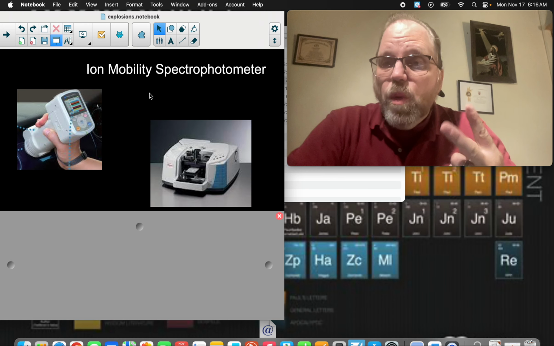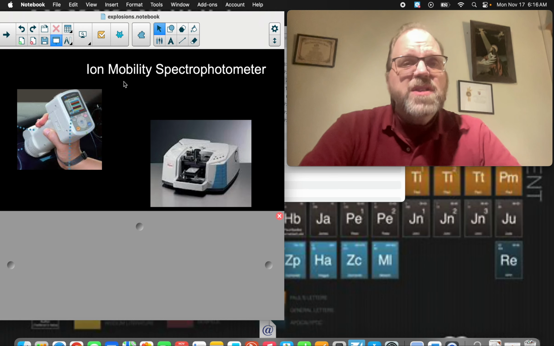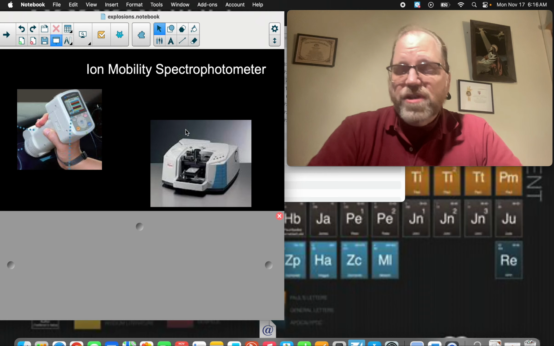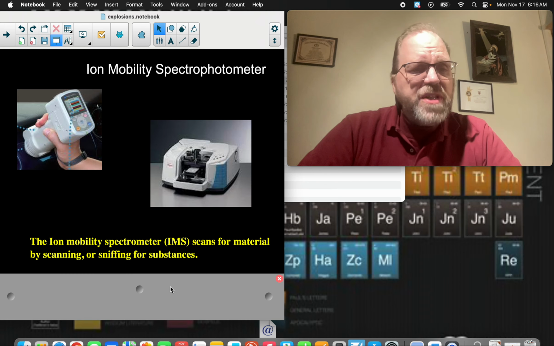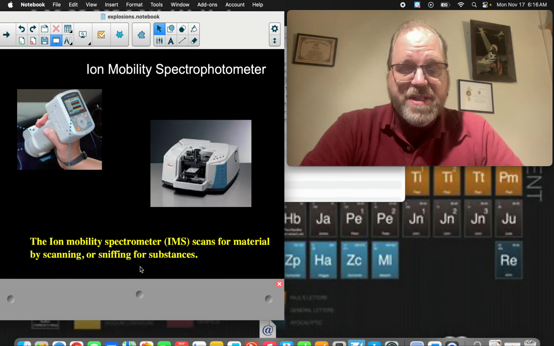Now, there are two ways that we can analyze the material. The first is high tech. It's called an ion mobility spectrophotometer. It scans the material by scanning or sniffing the substances.